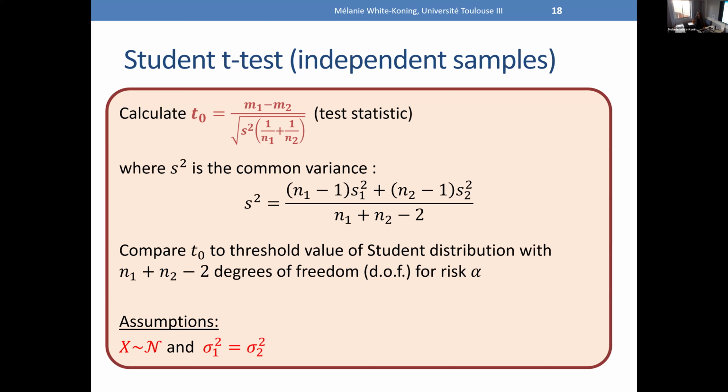The degrees of freedom. No, it's not equal to the number of samples. It's equal to the size of the two samples minus 2. N1 plus N2 minus 2. With another test, the minus 2 is minus the number of parameters which you have already estimated.